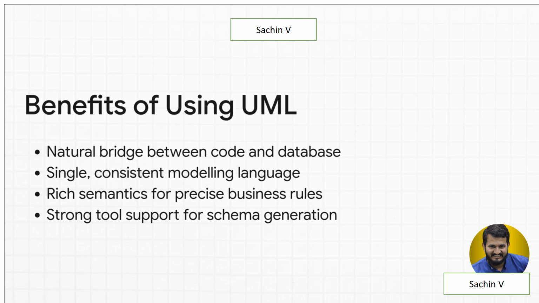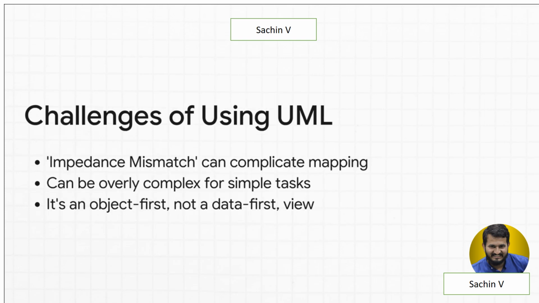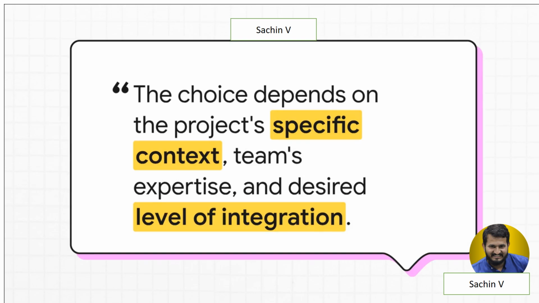Pretty cool. But of course, let's be real, it's not a silver bullet. That same impedance mismatch can still make mapping really complex ideas from your code, like inheritance, pretty tricky. And for a super simple database, UML might just be overkill. And at its heart, it's an object-first point of view, which might not be what a pure data analyst is looking for.